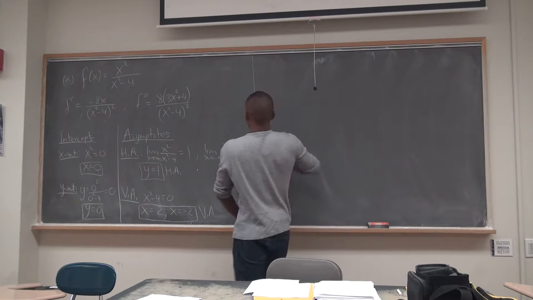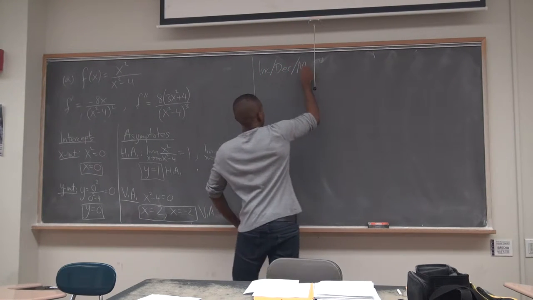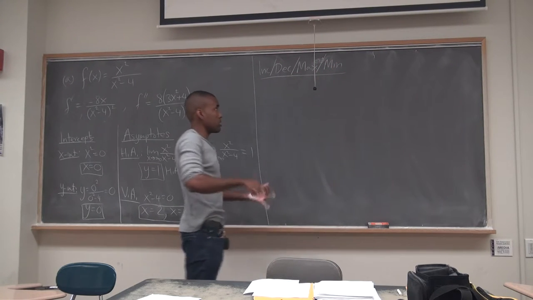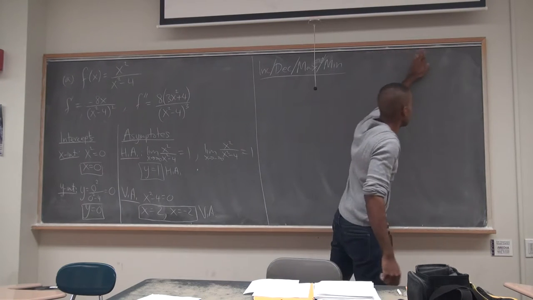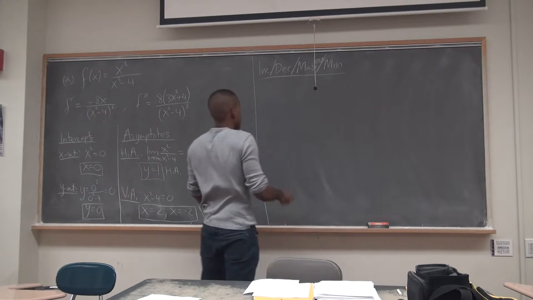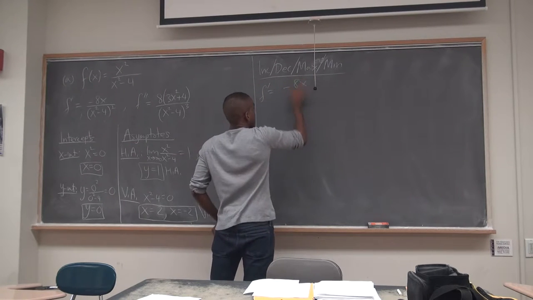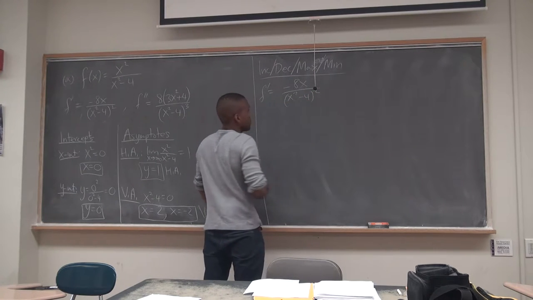So far, so good. Next thing is increasing, decreasing, maximums, minimums. Right, so this definitely asks for intervals of increase, decrease, and extrema, which is just another word for maximums and minimums. And what do we need here? The first derivative. But I actually gave you the first derivative, so we're going to use that function.